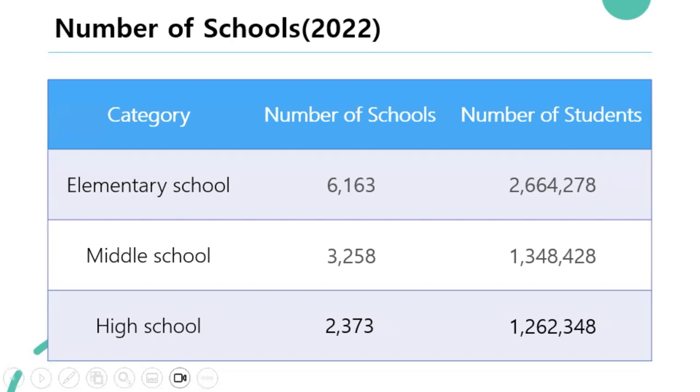First of all, let's talk about the state of education in Korea. The number of K-12 schools in South Korea is shown in this table. There are about 6,000 elementary schools, 3,000 middle schools and 2,000 high schools, and there are about 2,600,000 primary school students and middle school students, and high school students about 1 million.